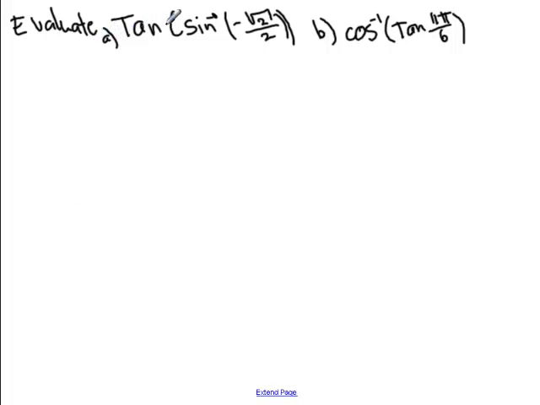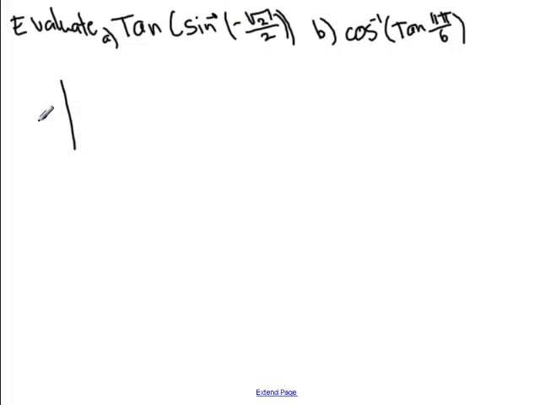Evaluate the tangent of the inverse sine of negative root 2 over 2 and cosine inverse of tangent 11 pi over 6. So let's evaluate this step by step. So first we got to get the inverse sine of negative root 2 over 2.